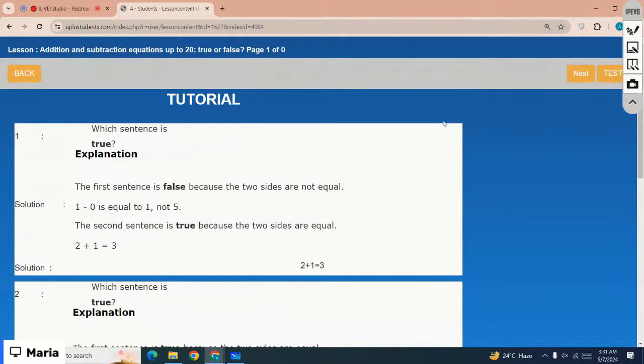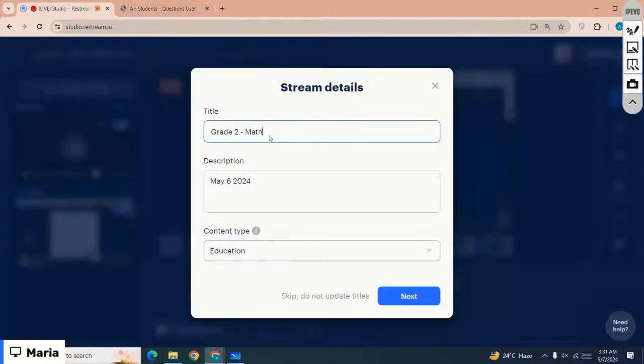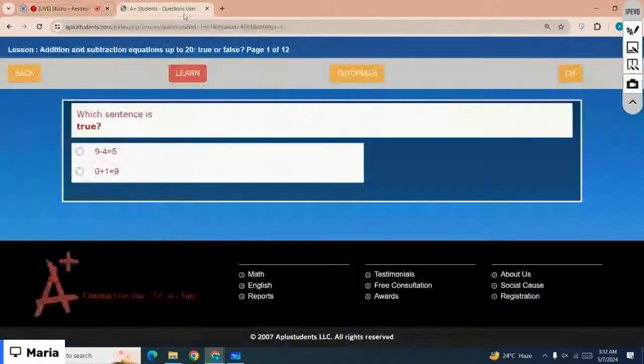Let's just start with the test questions bit because here you are not given the options. Which sentence is true? 9 take away 4 is 5, or 0 plus 1 equals 9. Add and see which answer is true, right? So, which is the correct option?